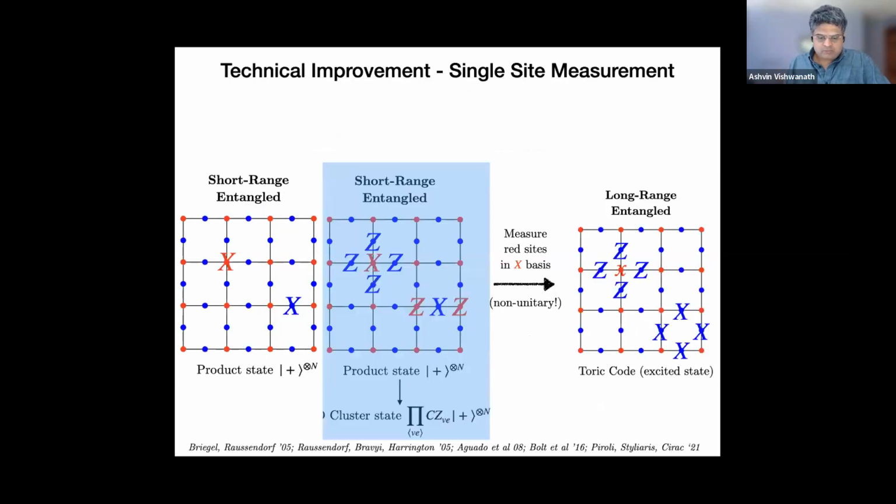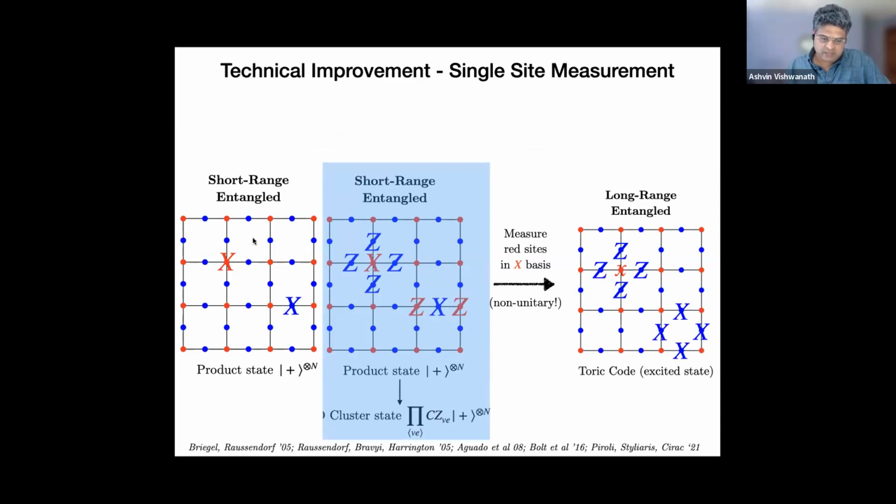Okay, so one clue comes from another piece of technology that was previously known, which was at that time seen as a technical improvement. So when people thought of this way of preparing toric code by measurement, you measure this product of sigma z around the four sides. Of course, measuring a product of four operators is cumbersome. You'd like to make this a single site measurement.